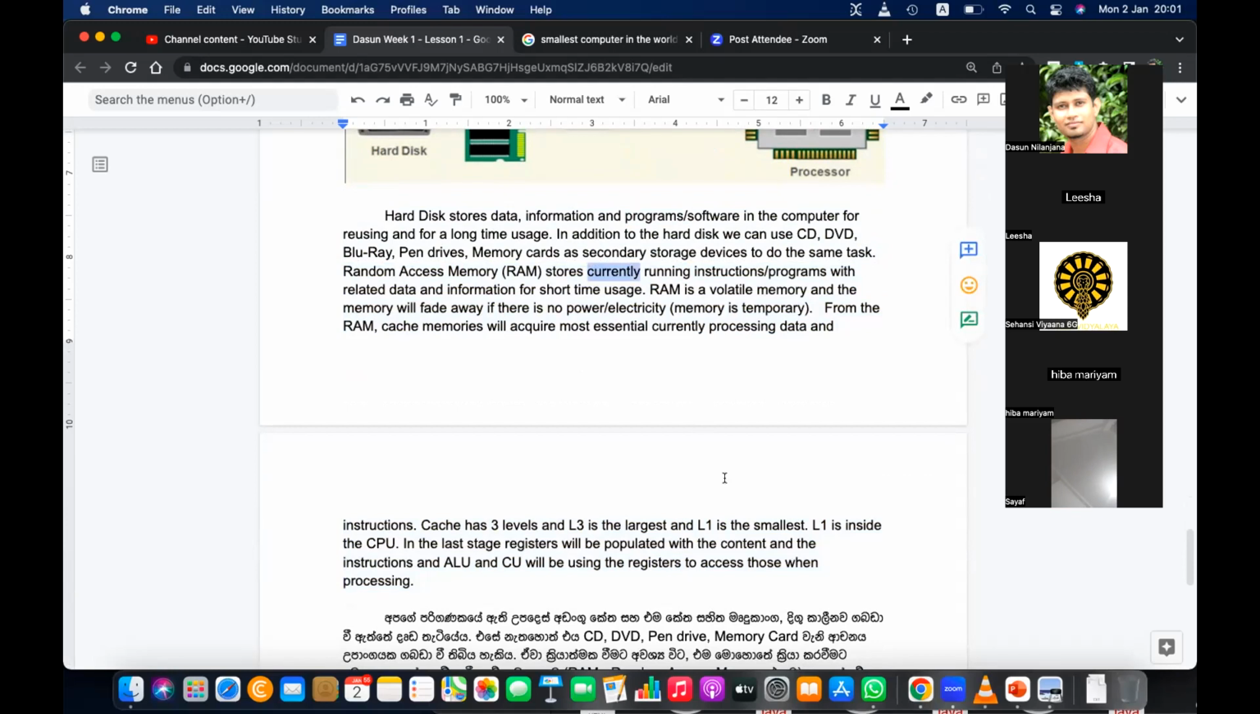And in registers. Register is the smallest unit. It is like your teeth. Registers are small memory cells which you can use for processing. That is your registers.